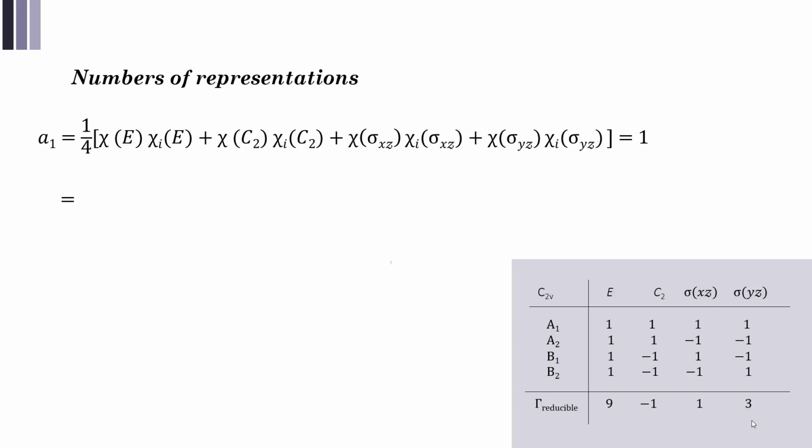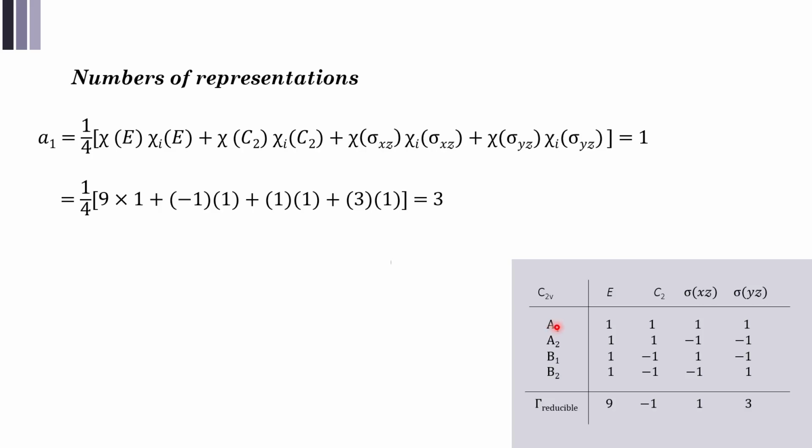Now we'll try for the first one, A1. So A1 is equal to 1 by 4. Just look at here. Now when you look at this point, you see that this is 9, 1. So 9 into 1 is 9. Similarly, -1 and 1 and 1, that is minus 1. 1 into 1 into 1, that is plus 1. So you have multiplying here 1 and 1, that is plus 1. And now 3 into 1, that makes it 3. And if you sum them up, you find that it comes to a total of 3. That means this A1 has occurred 3 times in that reducible representation.